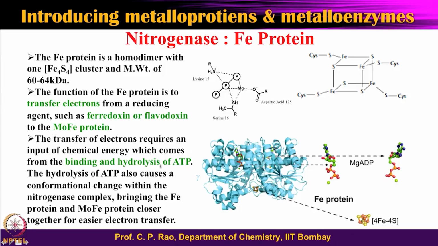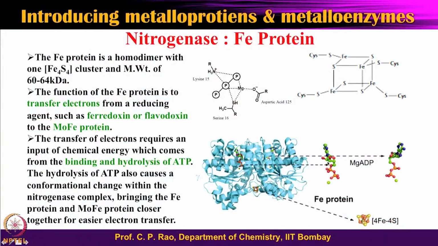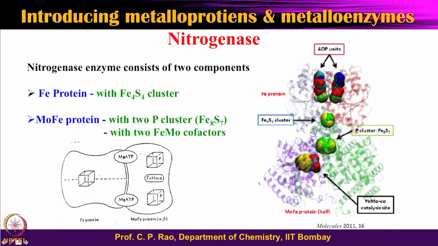In other words, hydrolysis of ATP will bring a change in conformation such that the iron protein will come in good contact with the molybdenum iron protein, such that the electron transfer takes place effectively from the iron sulfur cluster present in the iron protein to a different kind of iron sulfur cluster present in the molybdenum iron protein, that I will explain in a while in the next slide itself. So, this particular thing is nothing but the top portion of this enzyme as I mentioned.